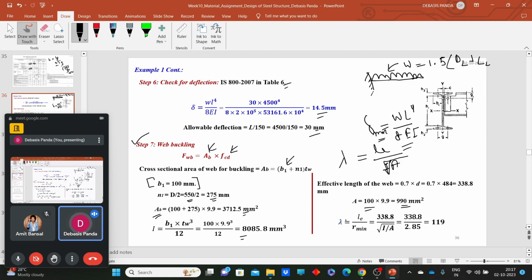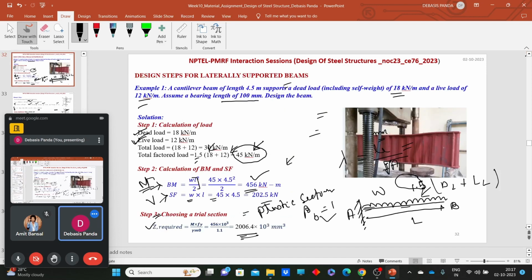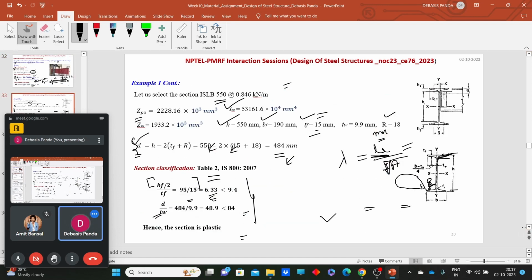Now the lambda value we can easily calculate, Le by r minimum. Now the Le we have already discussed, the effective length for the web strut is taken as 0.7 times the effective depth, and the d value we have already calculated in the previous steps. Like here, what is the effective depth for this section? That comes as 484 mm.